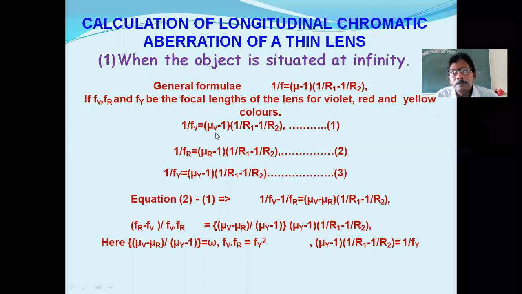So, this mu v is the refractive index of the lens for violet color rays. Of course, the refractive index depends only upon the material of the medium, usually, that is when the incident light is monochromatic. For different colors of light, the convex lens, or whatever the transparent medium may be, will have different refractive indices. So for violet color rays, the convex lens has the refractive index mu v. Similarly, for red color rays, the refractive index of the lens is mu r, and for yellow color it is mu y.